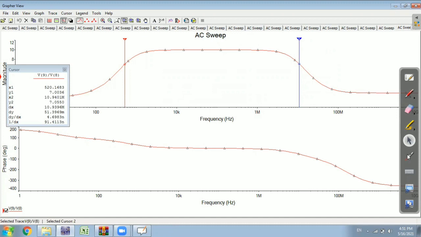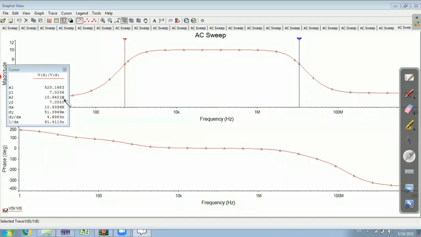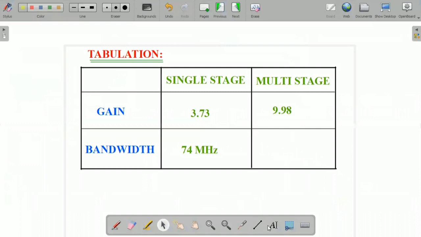Here, as in single stage, we have observed in multi-stage the bandwidth is at dx. The dx is 10.93 megahertz.